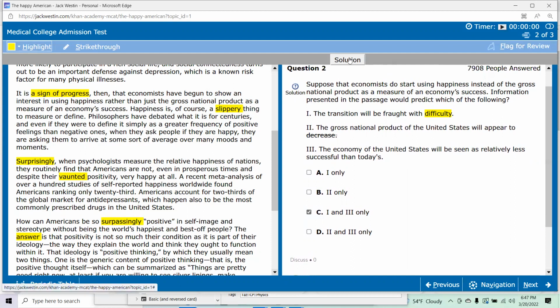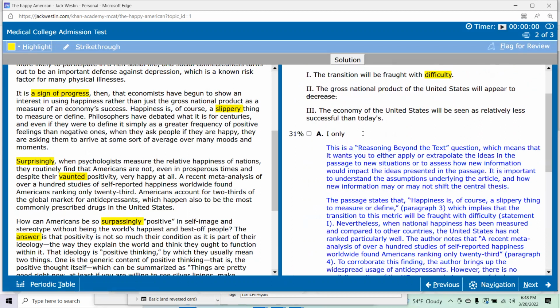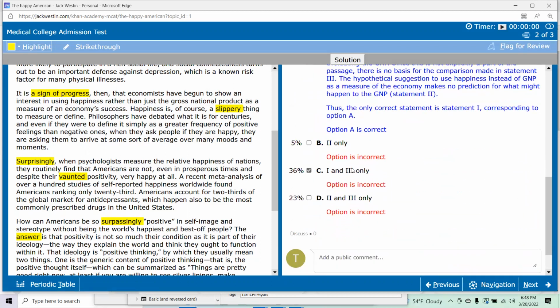Do you want to check it? Yeah. Let's go for it. Spin the wheel. So it was A.